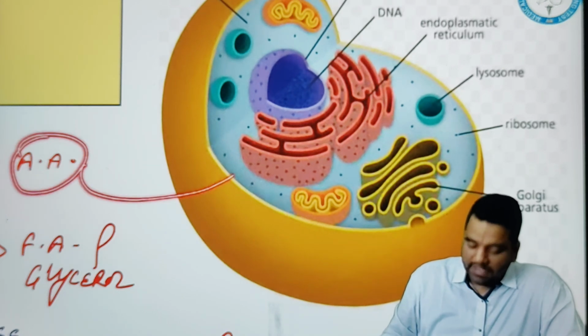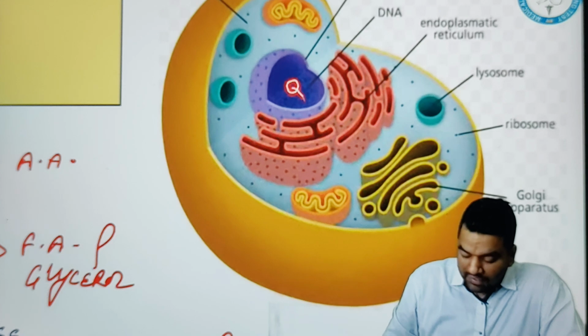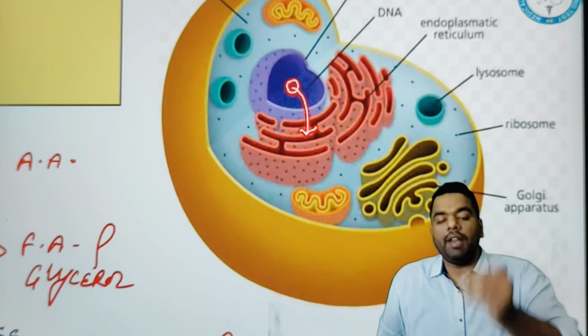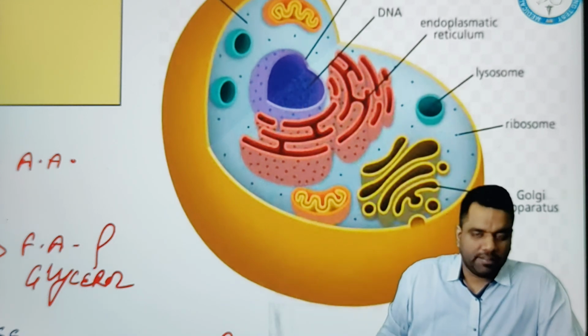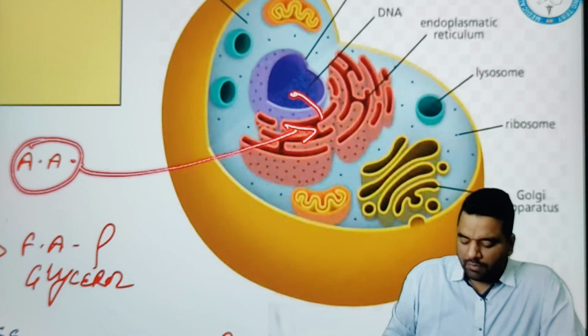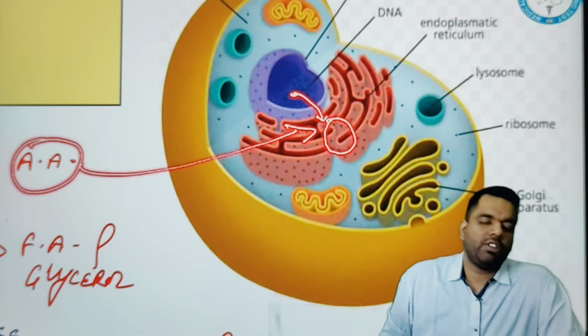This ribosome is actually the protein factory of the cell. Once this amino acid enters the cell, what will happen? The information which comes from the DNA tells this endoplasmic reticulum that you need to make a new protein molecule using this amino acid. So this amino acid will enter over here, and then the information will come from here, and this is how the new protein will be formed, which is suitable for the cell.